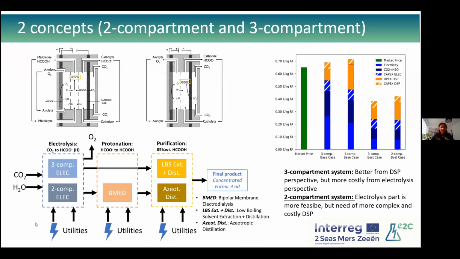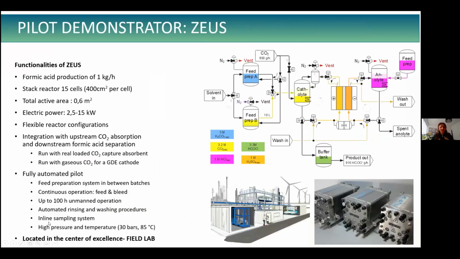Okay, so these were the 2 bench scale systems, and then we went one step further, and we are designing and constructing a pilot installation that will be able to produce 1 kilogram of formic acid per hour. This pilot installation will count with a stack reactor of 15 cells of 400 square centimeters each single cell. So that makes a total area of around 0.6 square meter.